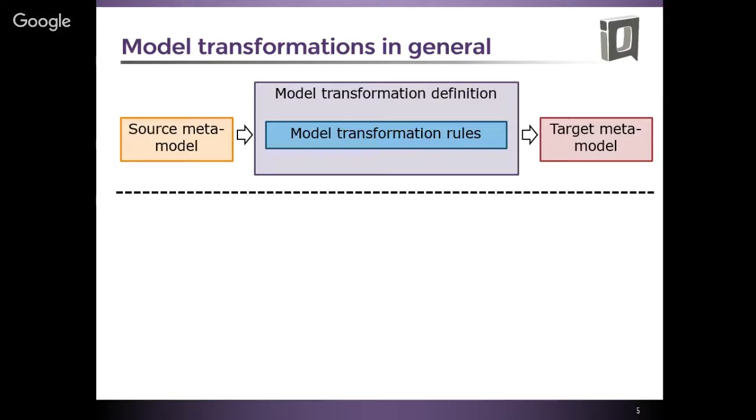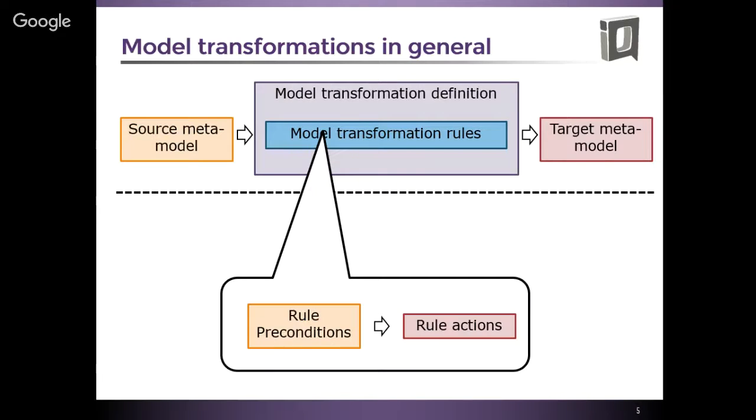So typically model transformations are considered as programs which take a source model based on a source meta model and produce a target model based on a target meta model. On the inside, model transformations comprise a number of model transformation rules. These model transformation rules typically consist of a left-hand side or rule precondition and a right-hand side or rule action. Basically, the rule preconditions define when the given rule should be executed and the actions define what should be executed.